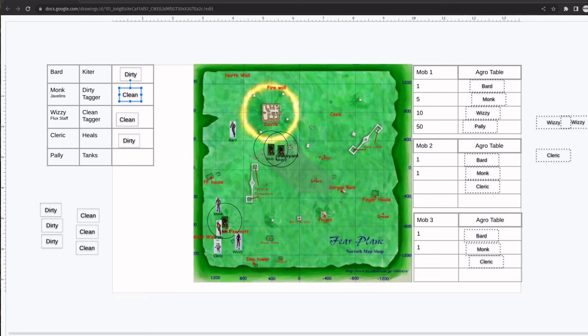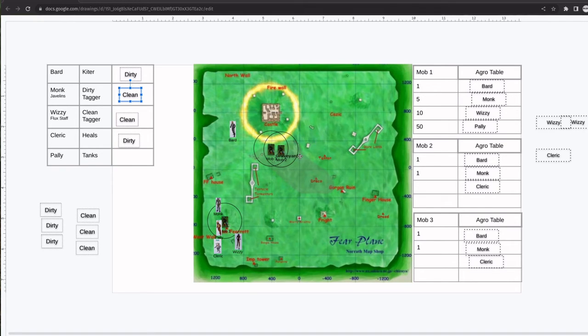So now mob 2 roots the bard, and the bard dies. The mobs catch up to him, and the bard says, oh, I'm down. And everybody's like, well, whatever. It's okay, because everybody in camp is clean. But little did they know, the cleric healed somebody who was dirty.